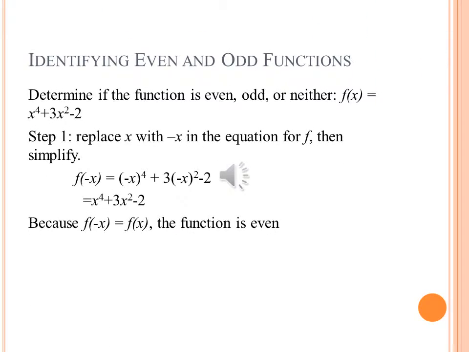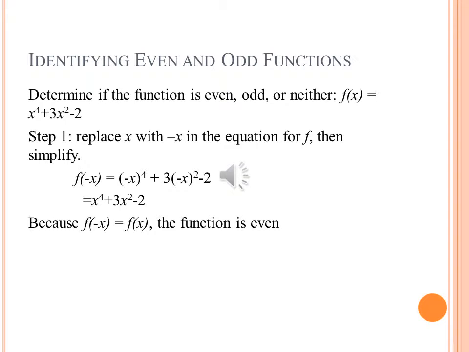In example 4, which is the last example of the chapter, I am identifying even and odd functions. I will determine if the function is even, odd, or neither. And the function that I will be determining is f of x equals x to the fourth power plus 3x to the second power minus 2.